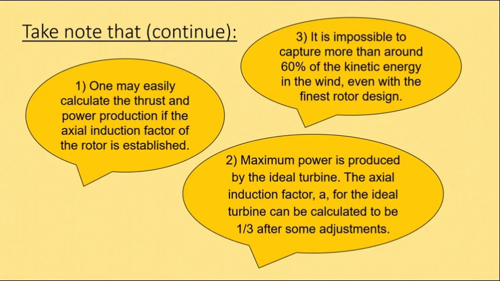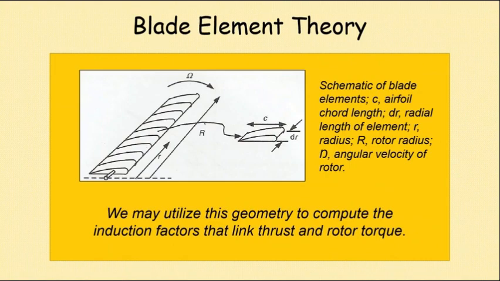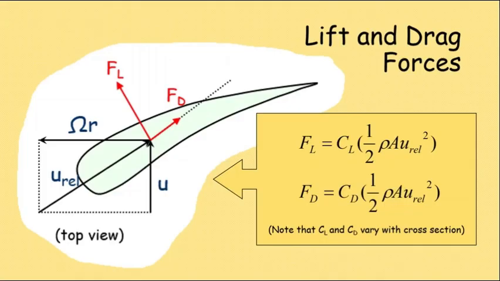To continue, first, one may easily calculate the thrust and power production if the axial induction factor of the rotor is established. Second, maximum power is produced by the ideal turbine. The axial induction factor A for the ideal turbine can be calculated to be 1 over 3 after some adjustment. Third, it is not possible to capture more than around 60% of the kinetic energy in the wind even with the finest rotor design. So this is blade element theory. This shows the lift and drag force equations. You can see FL equals this and FD equals this.